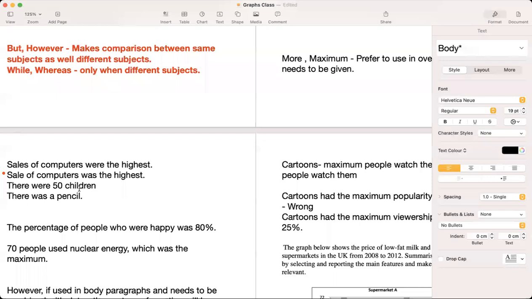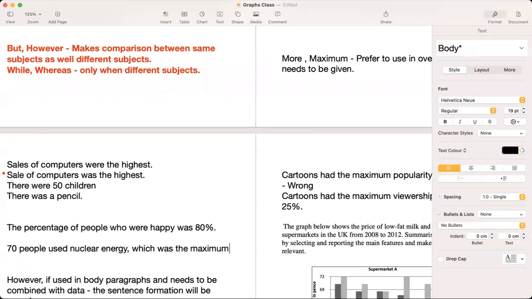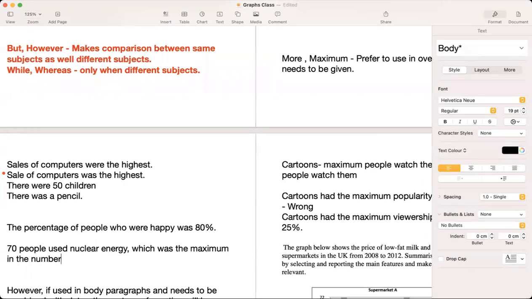Is it clear? Yes, sir. Nora, is your doubt clear? So both are fine, both are making sense. 70 people use nuclear energy, which was the maximum, which were the maximum. Both are making sense. Which was the maximum in number? You can write it to make it more clear.